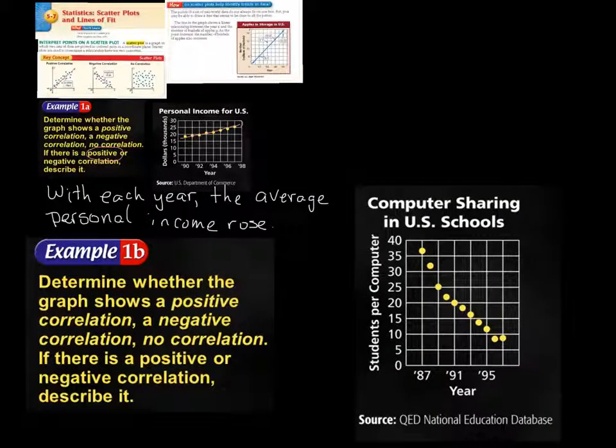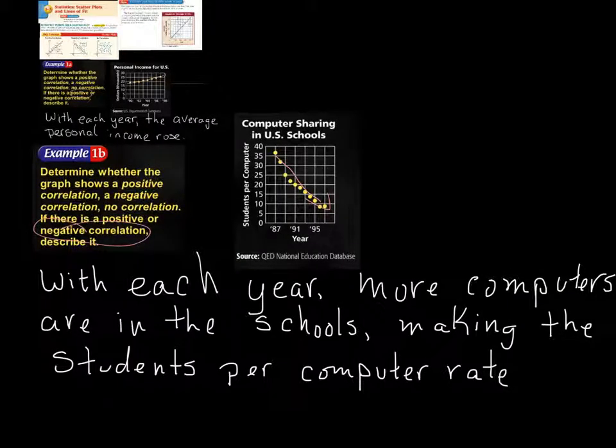Same question, determine whether the graph shows a positive correlation, negative correlation, or no correlation. If there is a positive or negative correlation, describe it. Well, this is definitely going down, so that is a negative correlation. We could say with each year, more computers are in the schools, making the students per computer rate smaller. Now, at some point, we're going to have enough computers. That's not going to continue indefinitely, but in this snapshot of time, it works.